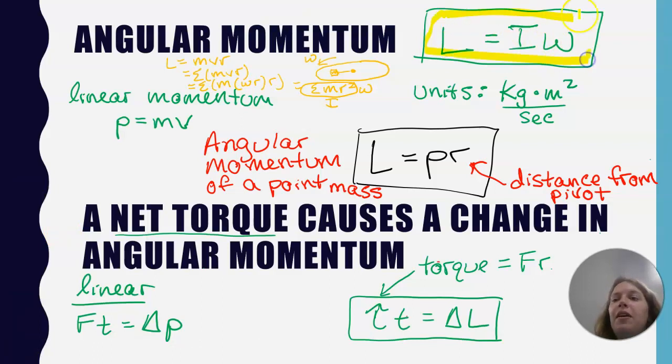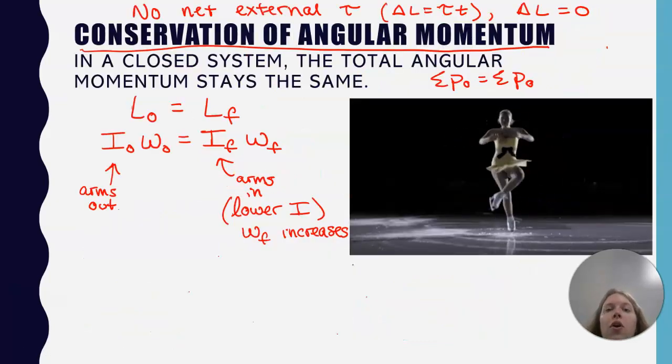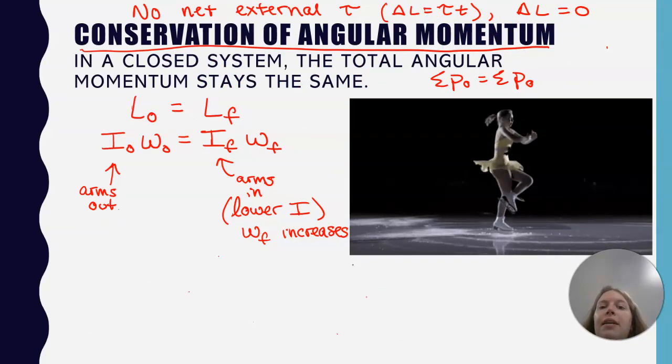and that's going to be an important one when we think about angular momentum of things that are spinning about an axis. So, summary, angular momentum of a point mass is linear momentum times radius. Angular momentum of a rotating object is moment of inertia times angular velocity. And a net torque would cause a change in the angular momentum, just like a net force caused the change in the linear momentum. And if there's no external torque or no torque on the system, then the change in angular momentum is zero.